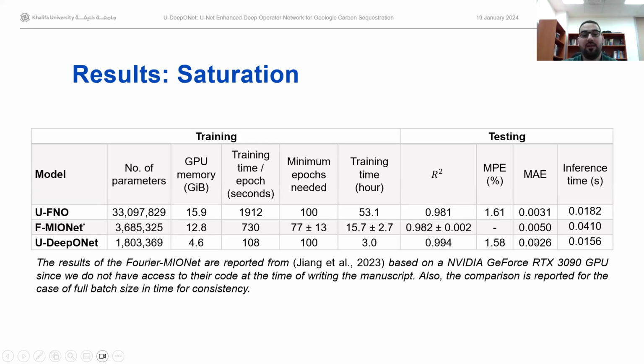And in terms of the mean absolute error, the U-DeepONet has about half the mean absolute error of the Fourier MIONet, meaning that it is twice as accurate, and also more accurate than the UFNO. So not only is it much faster in training, it's also faster in inference, and it's more accurate.